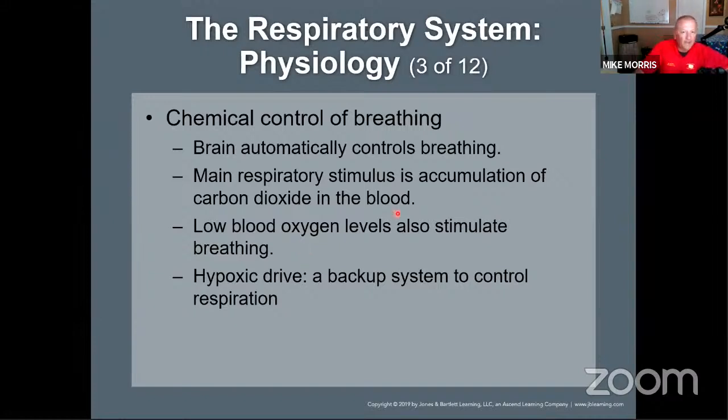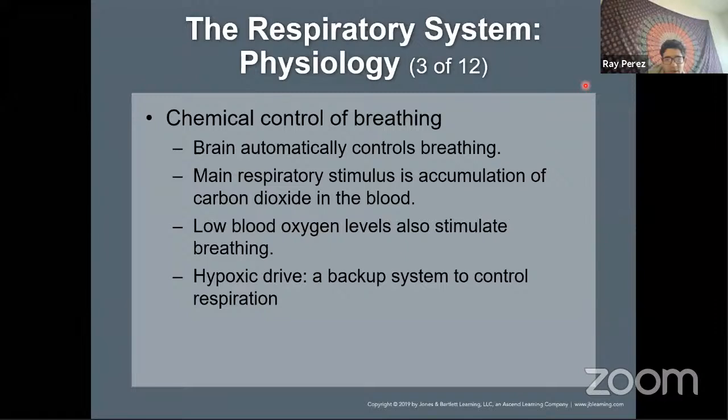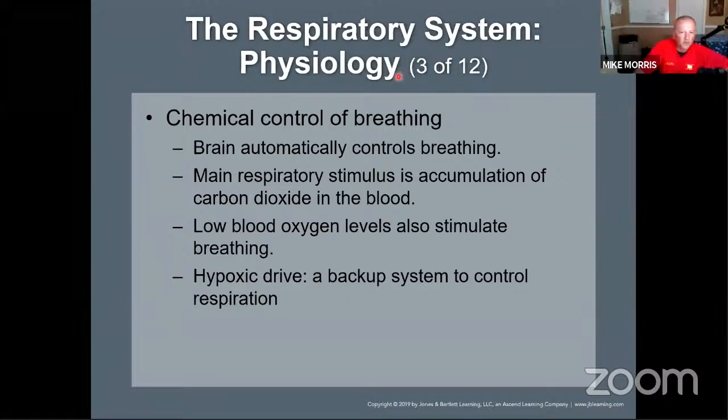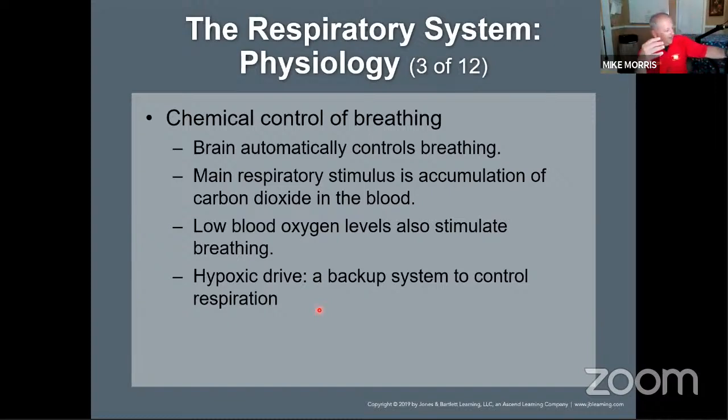Hypoxic drive. We know that's a backup, right? What kind of disease process would we look at for somebody on a hypoxic drive? COPD. Yep. COPD, emphysema, both are acceptable. Remember, we got to have that backup for those folks because they retain so much CO2 that the body just can't read it anymore, and it has to switch.